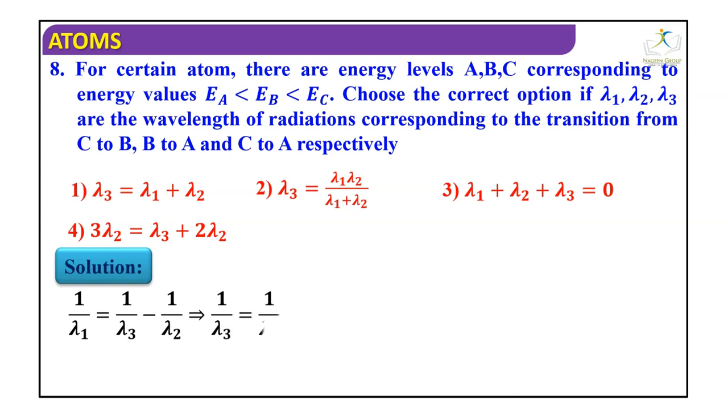1 by lambda 1 is equal to 1 by lambda 3 minus 1 by lambda 2, which implies that 1 by lambda 3 is equal to 1 by lambda 1 plus 1 by lambda 2. So lambda 3 is equal to lambda 1 lambda 2 by lambda 1 plus lambda 2. So we can say that the correct option is option 2.